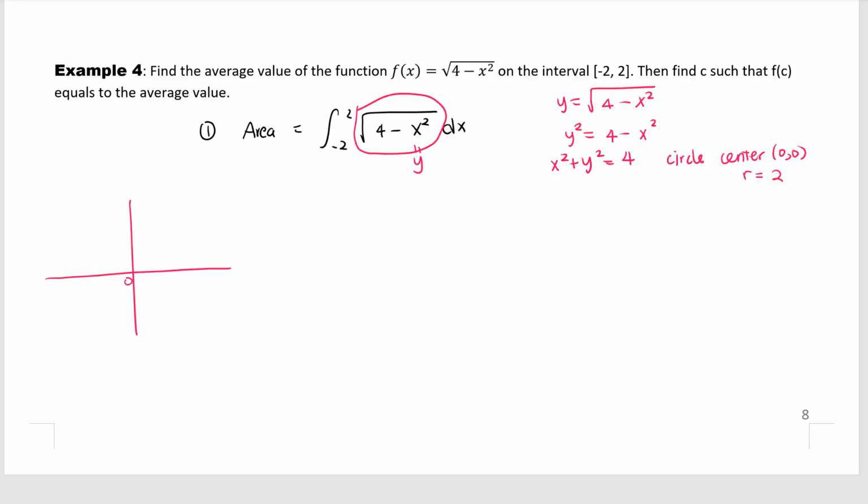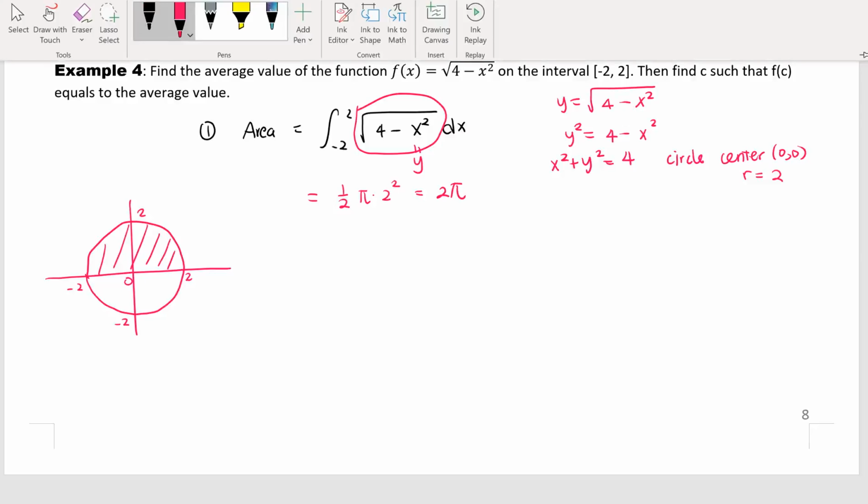So what does the picture look like? Centered at the origin with radius 2. So this is 2, this is 2, this is -2, this is -2. And square root is the upper half, okay? So the upper half from -2 to 2, this is the area. So from the picture, it's half of pi r squared. R is 2, so 2 squared. We get 2 pi as the area. So far, so good. That is the first step.